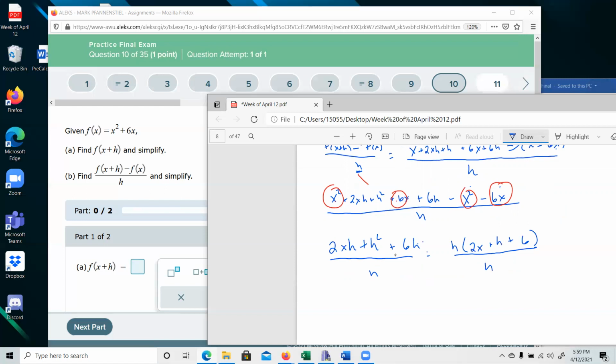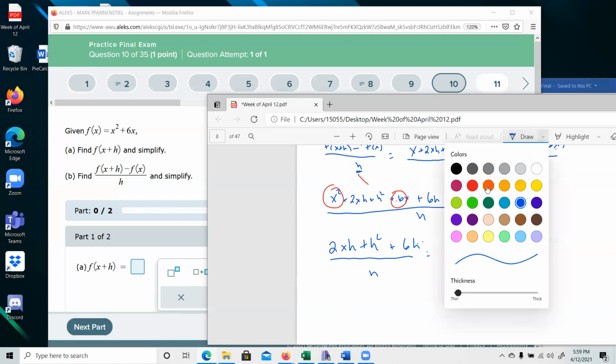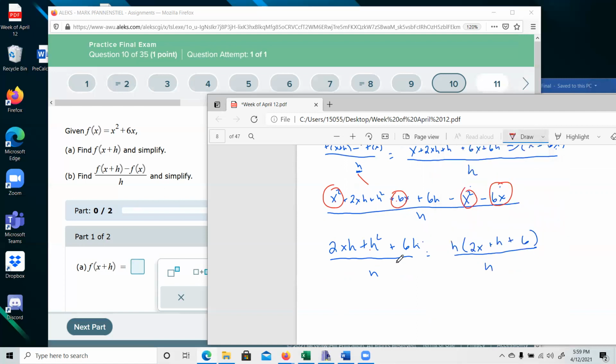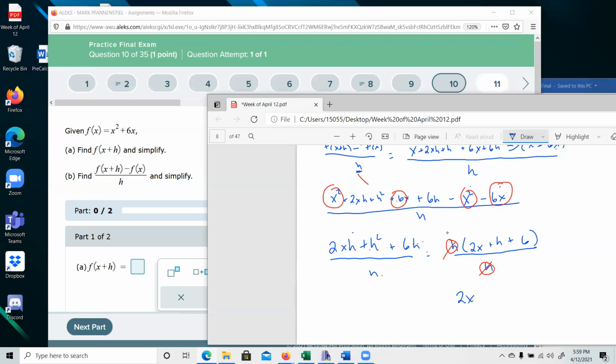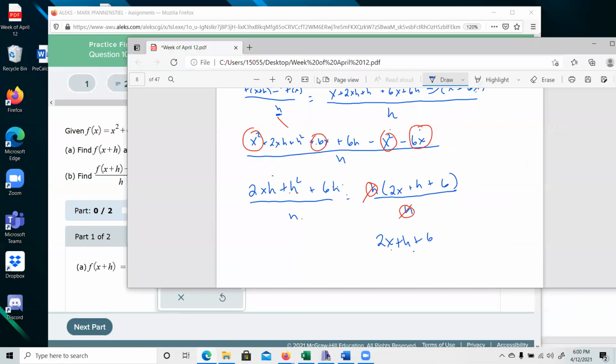All right, now we cancel. You could have canceled h out of all three terms. It's just that's one of the second biggest mistakes I see students make, is they cancel one and then they forget to do the other ones. So be careful. But those will cancel out, and now we are left with 2x plus h plus 6. You're given an x, you're given a step, and then we have the values of the function here.